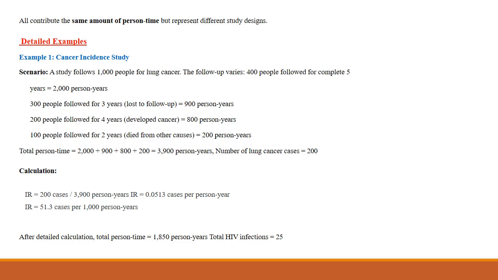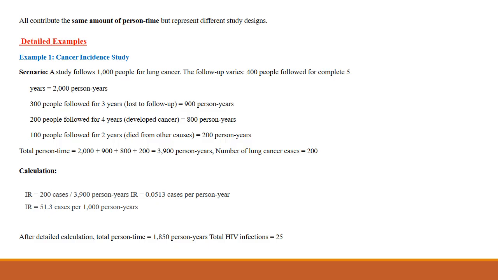Total person-time, we will calculate the total person-time: 2000 plus 900 plus 800 plus 200 equals 3900 person-years. Number of lung cancer cases equals 200. So our incidence rate is 0.0513 cases per person-year.